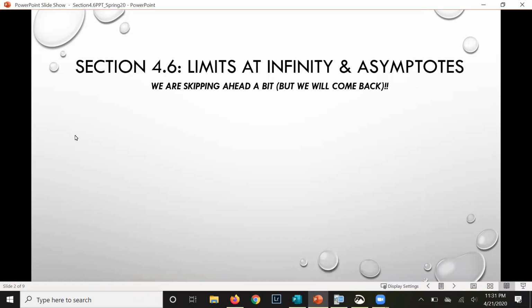So as I mentioned, we are jumping ahead in our book to section 4.6. We will go back to actually chapter 3 after this, but section 4.6 contains some information about limits at infinity, which do relate to asymptotes. So that is why we are looking at this.